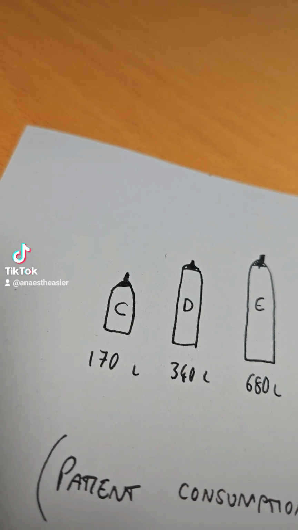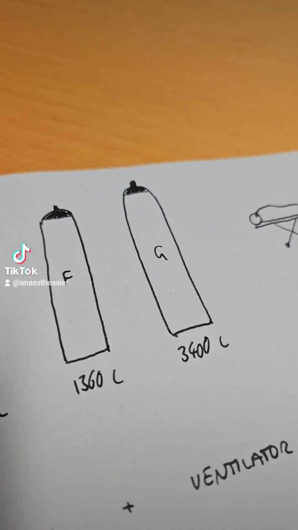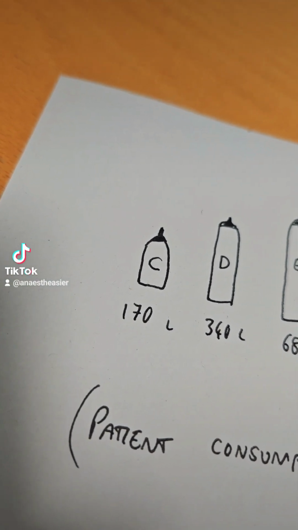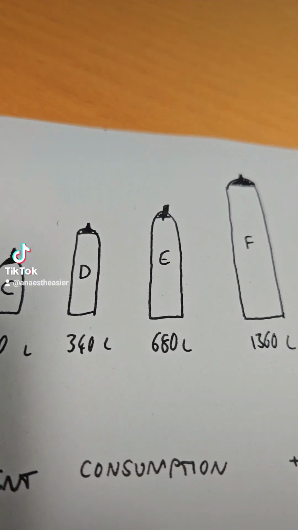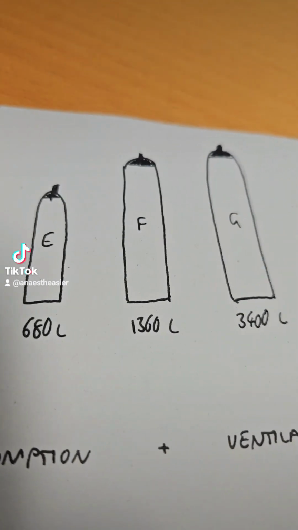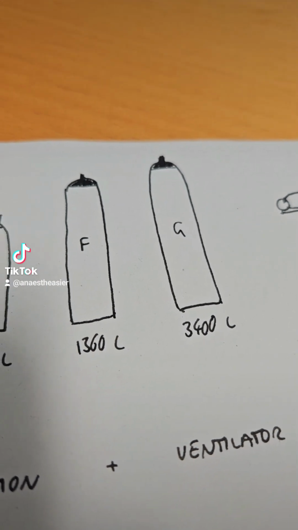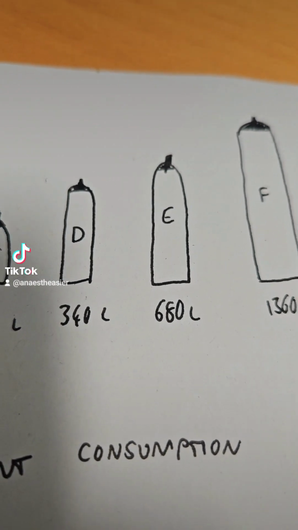And of course, because they love testing your knowledge of numbers, you need to know all the different cylinder sizes and how much they contain. So I start with a C cylinder, which contains 170 litres. Then you double it, D gives you 340, double it again, E gives you 680. Then there's a jump, F gives you 1360, and another jump, G gives you 3400. These are enormous cylinders. Usually we see E and D size cylinders in hospital.